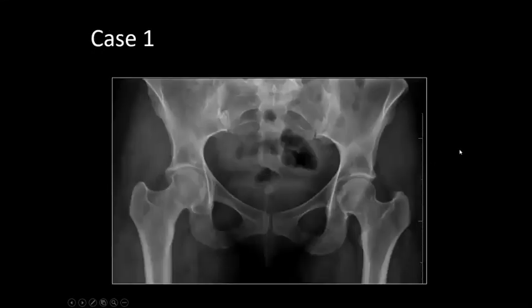Okay, so maybe if we have one of the residents to take a look at this radiograph and just describe the imaging features. Let's choose Dr. Enas. Dr. Enas and Yana. Hello, good morning. Good morning.